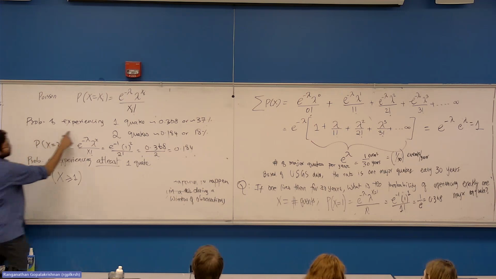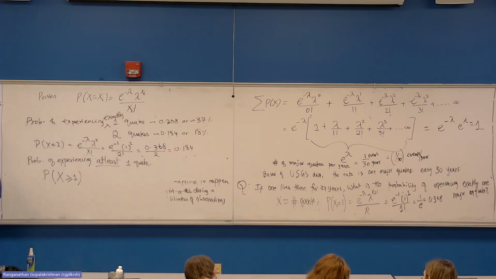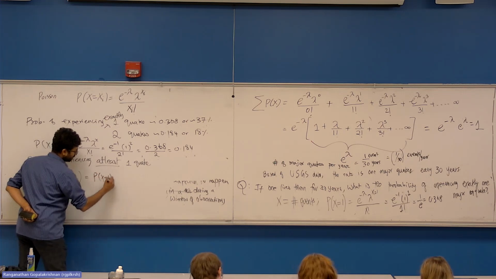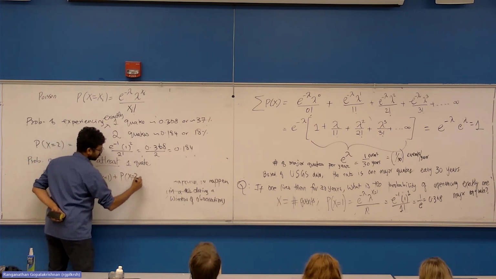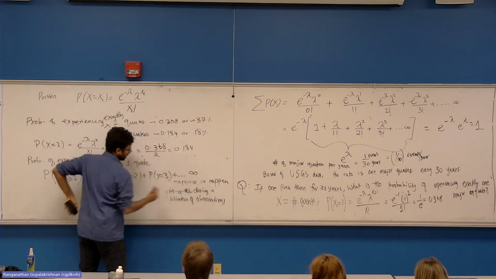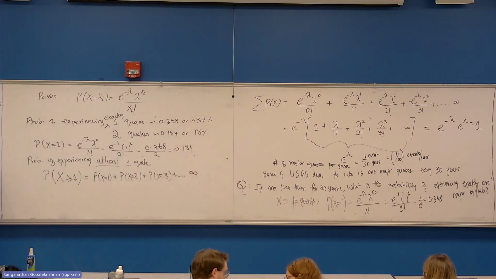When you say it's experiencing exactly one quake, X can take only the value 1. It cannot take 0 or 2 or anything else. When you say it is experiencing at least one quake, it could be 1, 2, 3, 4, and so on. So this is like writing the probability of X equals 1 plus the probability of X equals 2 plus the probability of X equals 3 plus and so on up to infinity. Are you going to sit there all day and do this infinite number of terms? What shall we do?